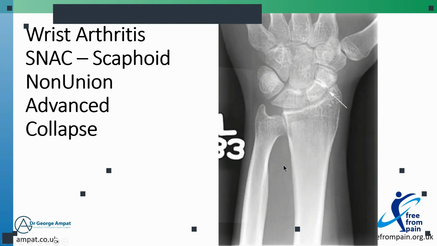The alternate form is the scaphoid SNAC, or scaphoid non-union advanced collapse. Here, there is a fracture of the scaphoid, as you can see here, that is not united. Because it is not united, this may go into avascular necrosis, but you can see the earlier signs of arthritis between the distal pole of the scaphoid and the tip of the radius. So this is a SNAC.